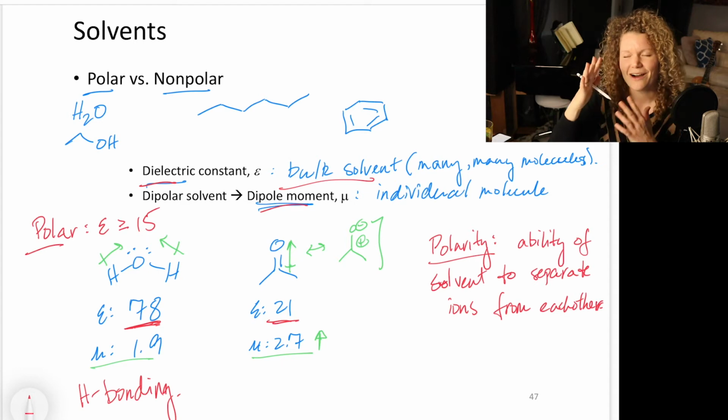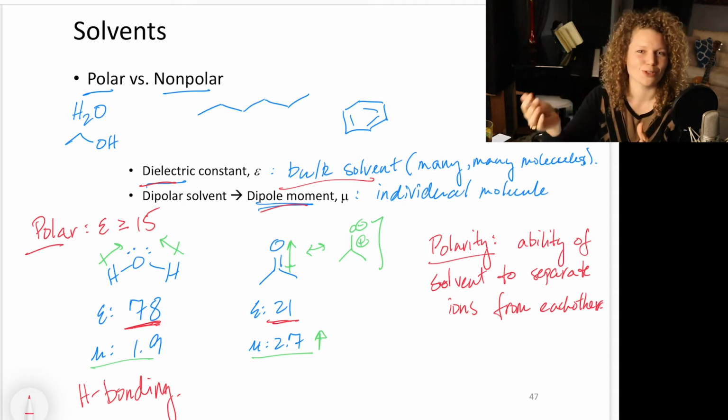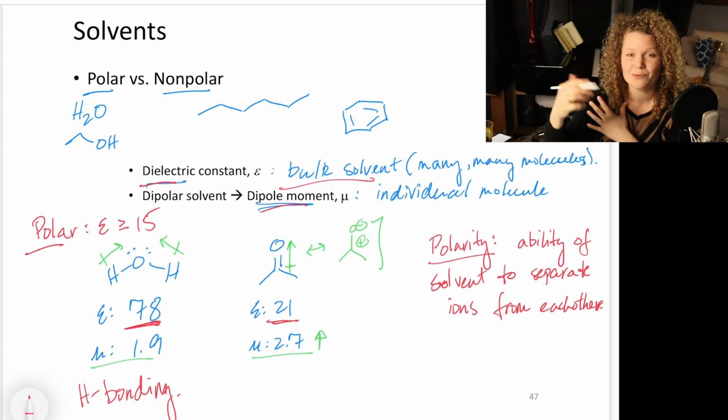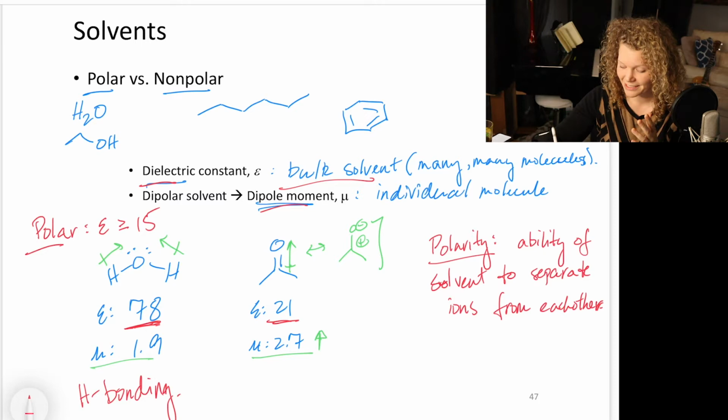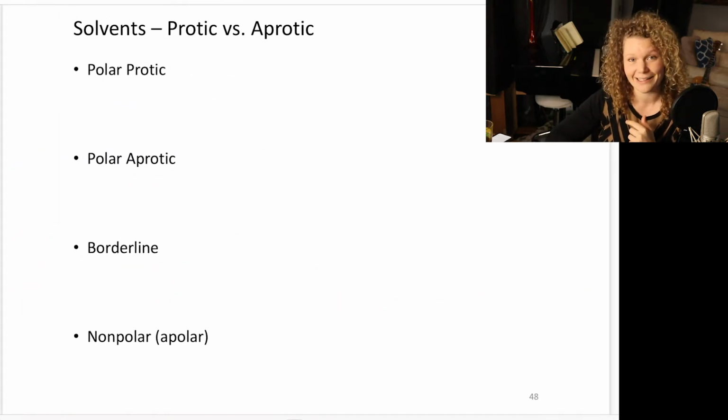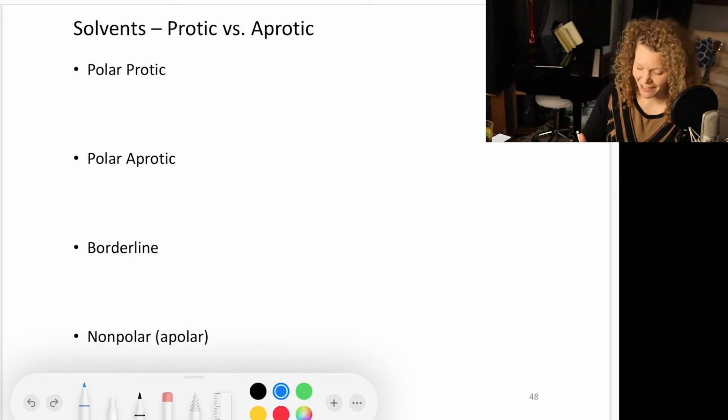So what I want to do now is give you a list of solvents that are ones that we definitely use in lab. I used to be a synthetic organic chemist working for a pharmaceutical company, so I can tell you the ones that I love and the ones that you're going to see most often, okay? So let's list out some solvents.